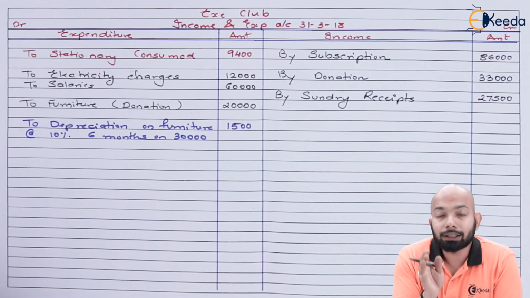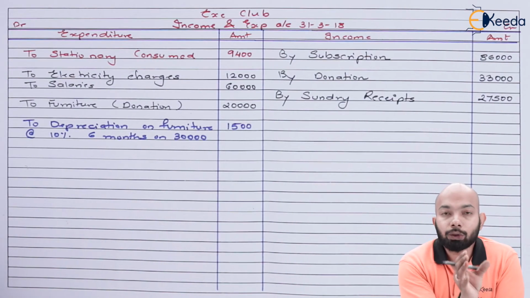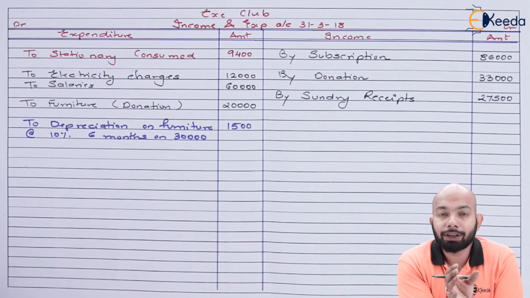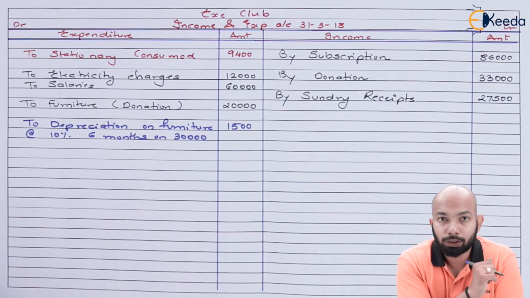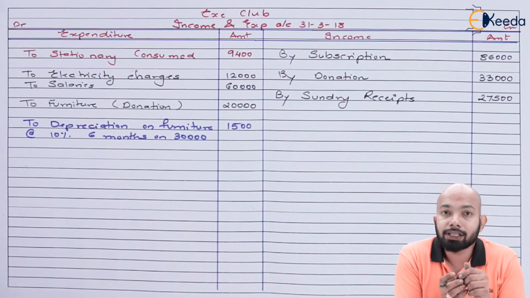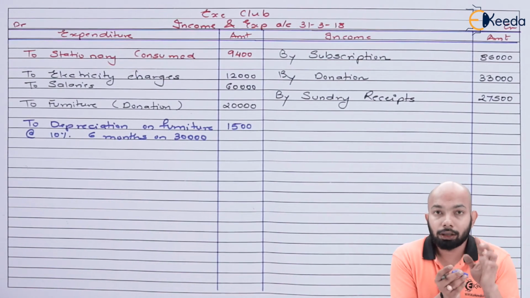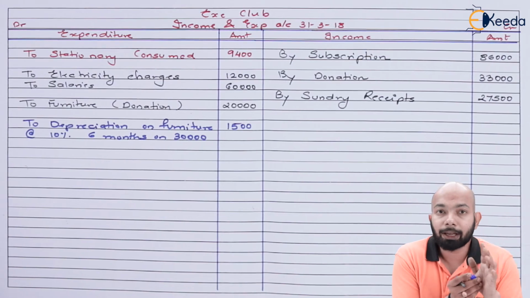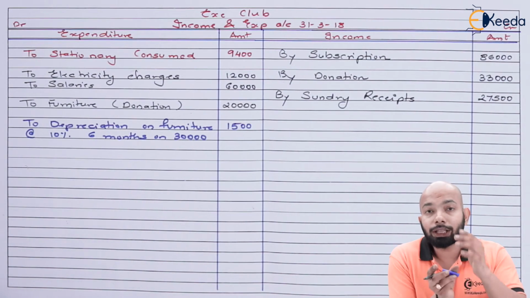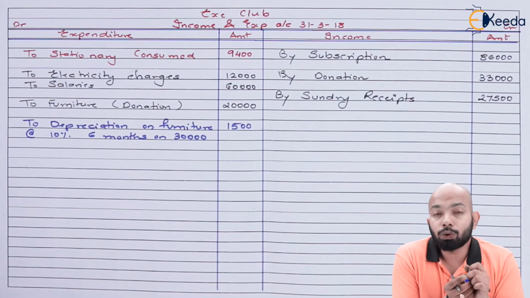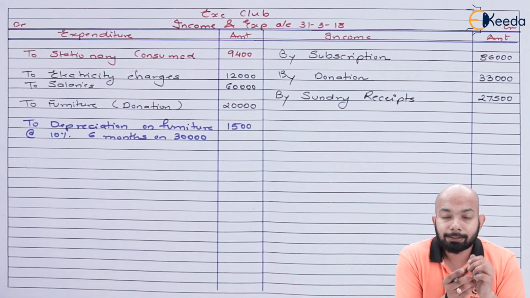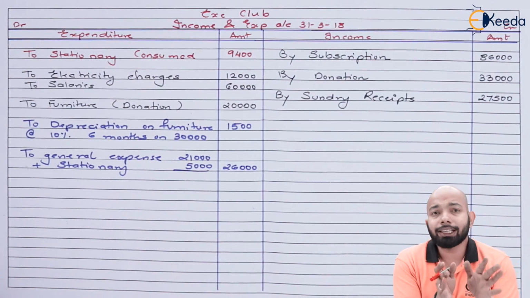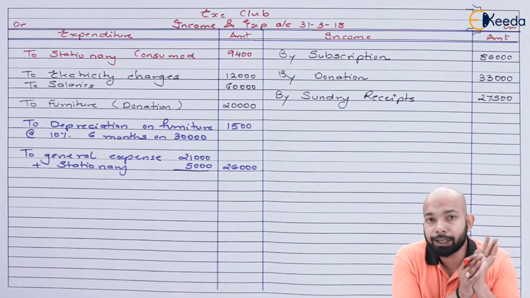Now the furniture that we have, the net value, that means 30,000 minus 1500 depreciation, will be moved to the balance sheet that we will be preparing after this account. Now, the last expense that we have here is the general expenses, 21,000. That was mentioned in the receipts and payments. We have to add another 5,000 to it because that was the value that was moved from the closing stock, or rather the stationery, to the general expense. So with this, we have completed all the items related to the income and expenditure account.